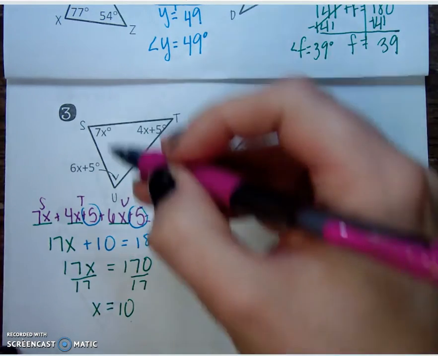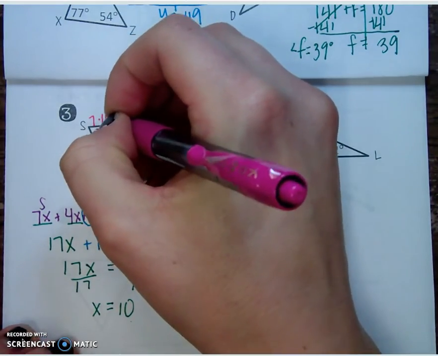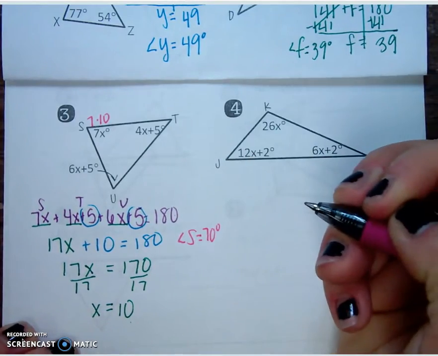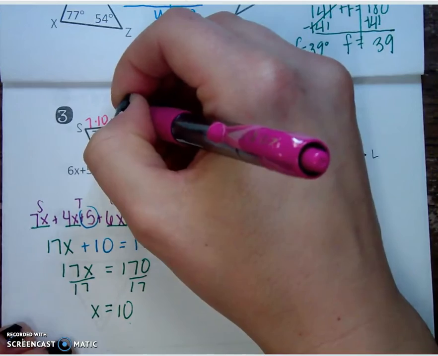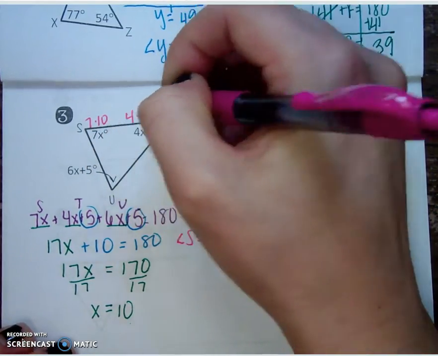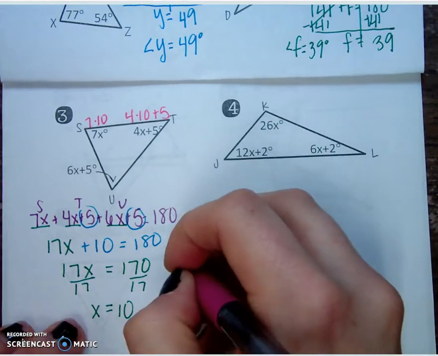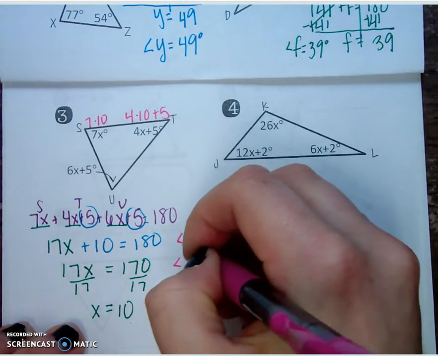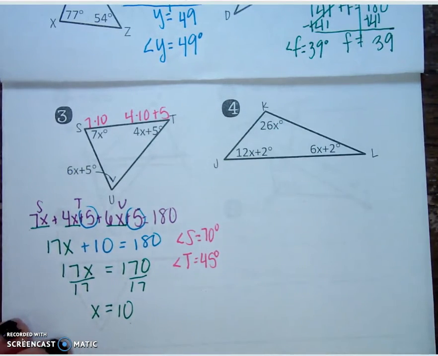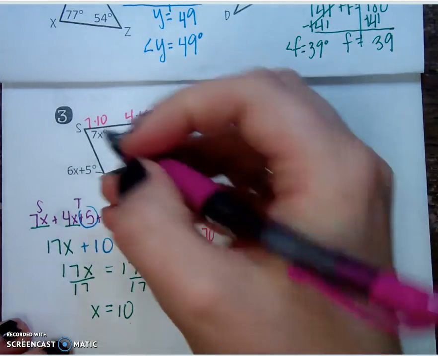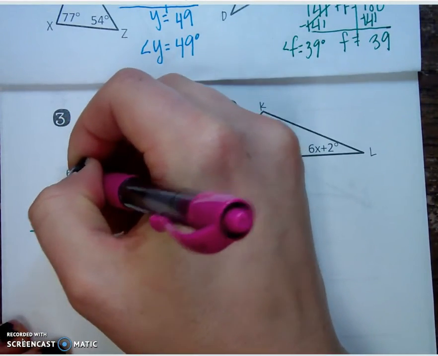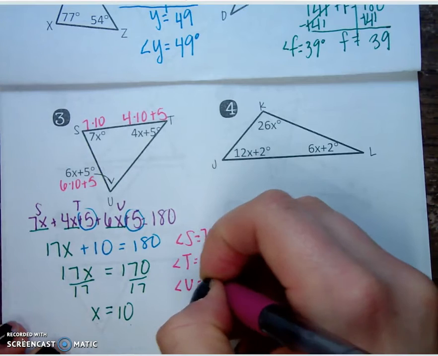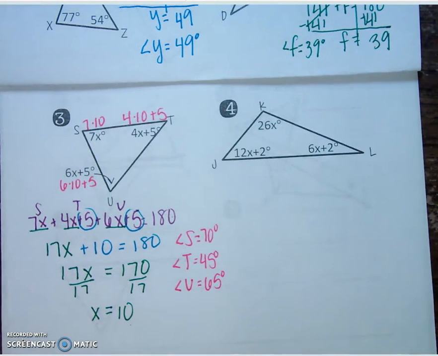Okay? Now, so S will be 7 times 10. So angle S is 70 degrees. All right, so for T, 4 times 10, then plus 5 will be angle T. Well, 4 times 10 is 40, plus 5 is 45 degrees. And then here, we're going to plug in 10, so 6 times 10 plus 5. 60 plus 5, angle U is 65 degrees.